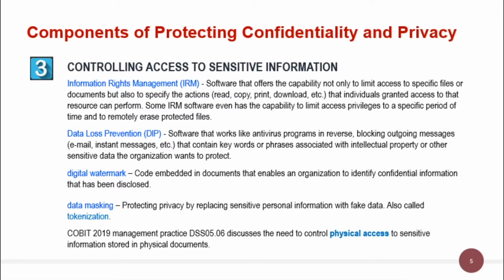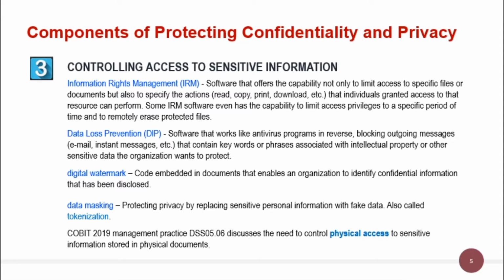And then the third is digital watermark. This is a code embedded in the document, so an organization will be able to identify whether confidential information is disclosed. And then data masking or tokenization. This is protecting privacy by replacing sensitive information with fake data, also called tokenization. Okay, this is the last one.